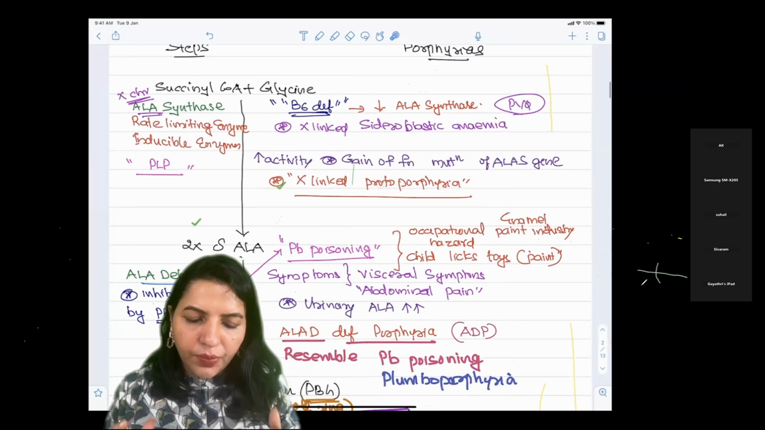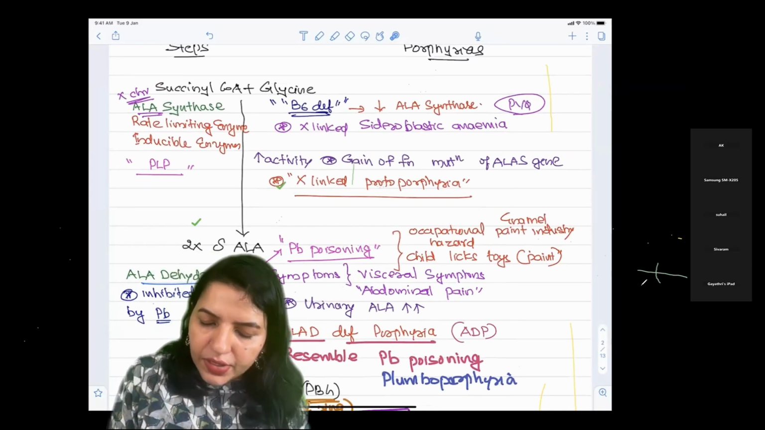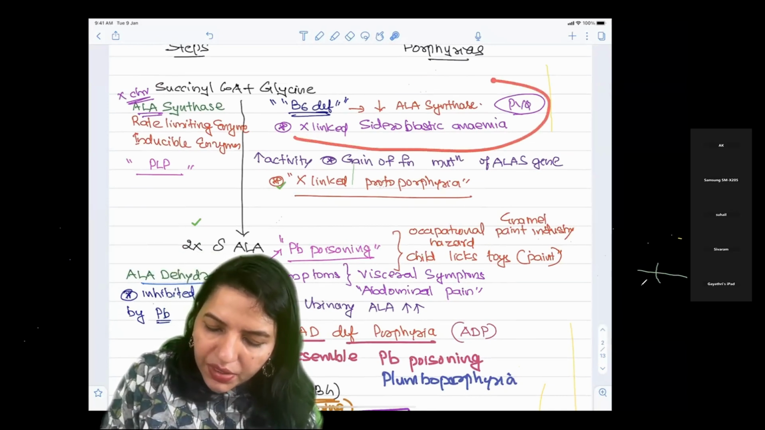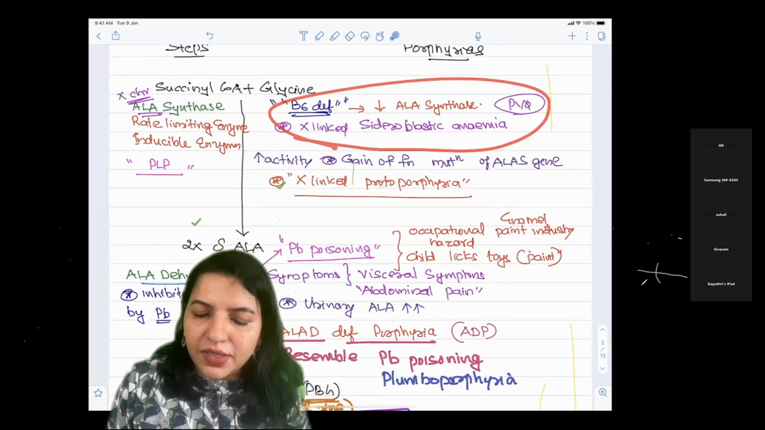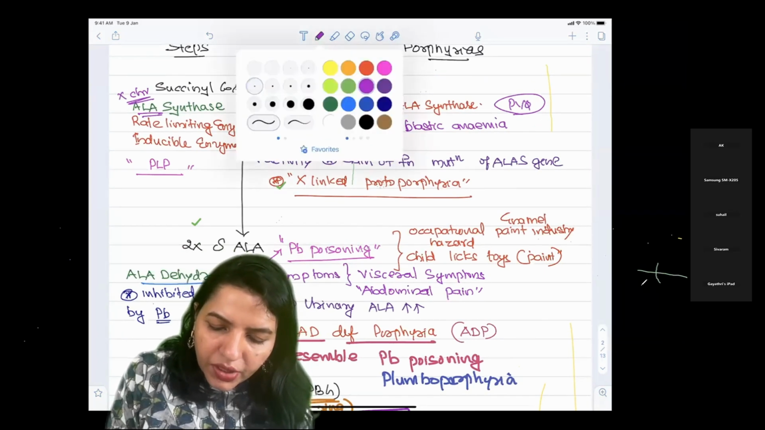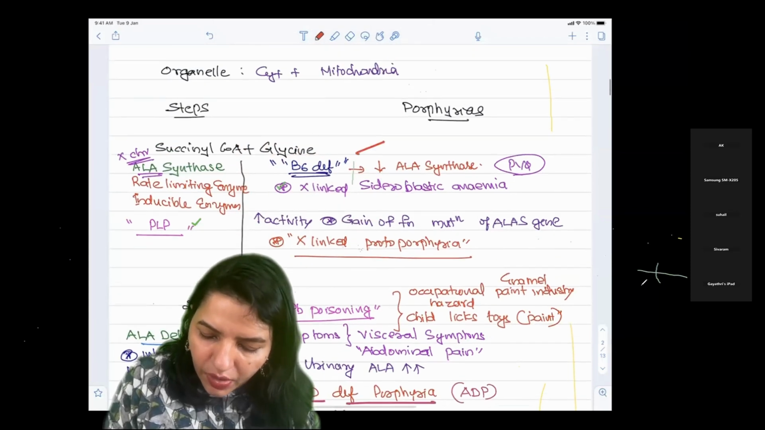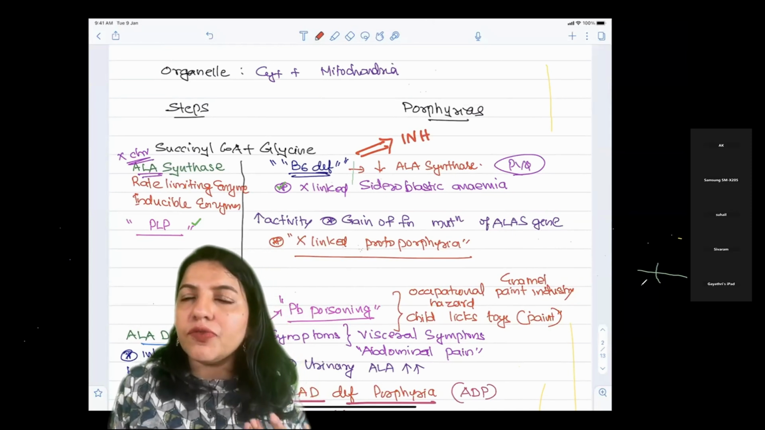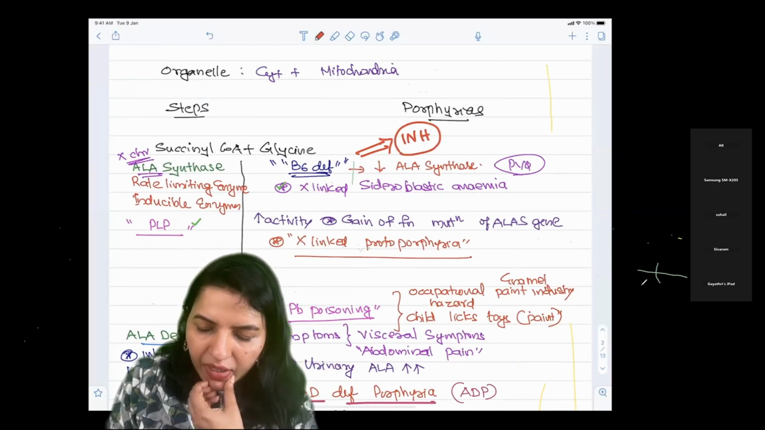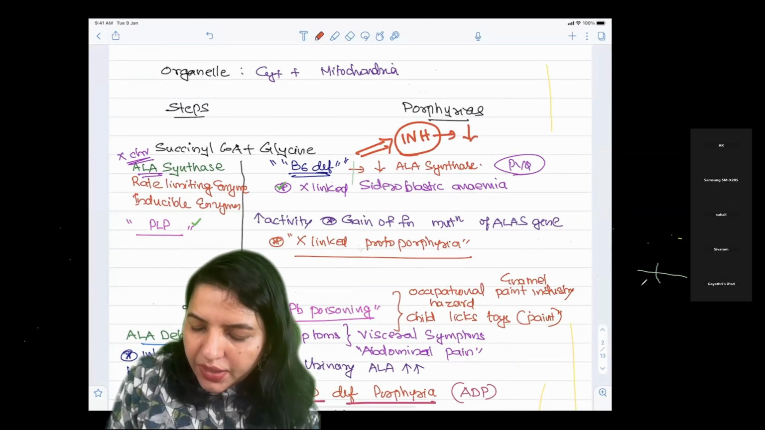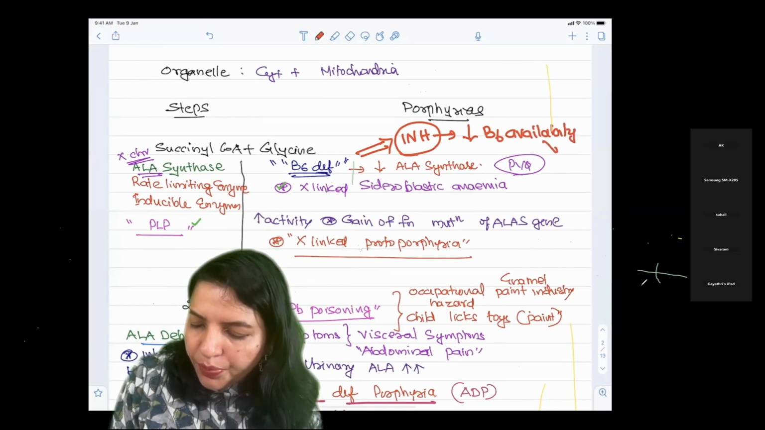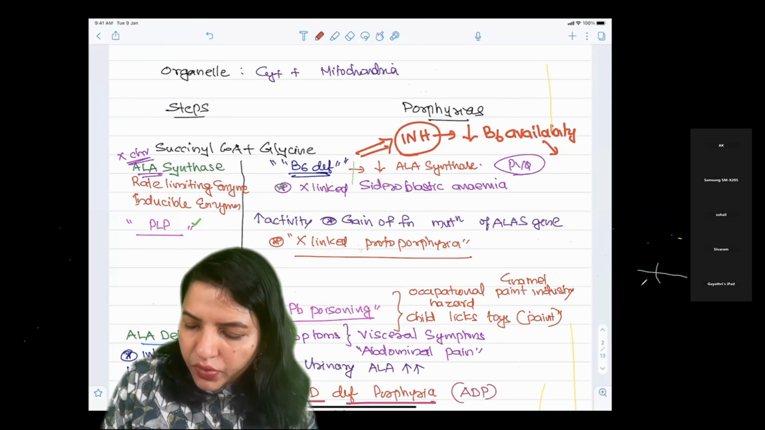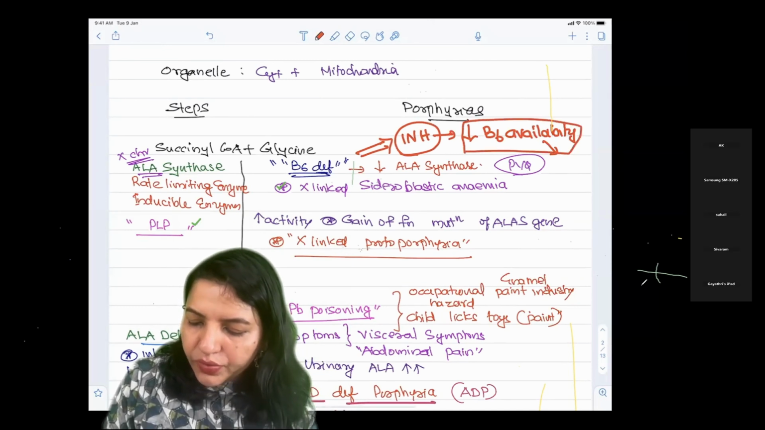Now in porphyria, previous year question wise, this is a previous year question: B6 deficiency can cause sideroblastic anemia. Plus one more thing that you have to learn, a linker to pharmacology, is isoniazid. INH is a treatment for tuberculosis. So if you are giving INH, it reduces the availability of B6. So they are prone to develop anemia.